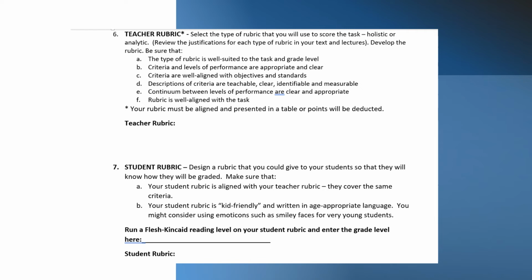Be sure that the rubric is well suited to the task and grade level, that the criteria listed on the rows and the levels of performance across the columns are appropriate and clear. Make sure that the criteria are well aligned with objectives and standards, that the descriptions of criteria are teachable, clear, identifiable, and measurable. There's a continuum between levels of performance that's clear and appropriate. So you don't want your exemplary level, for example, being the same as your adequate level. You want the rubric to be well aligned with the task.